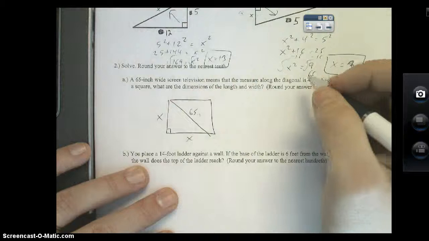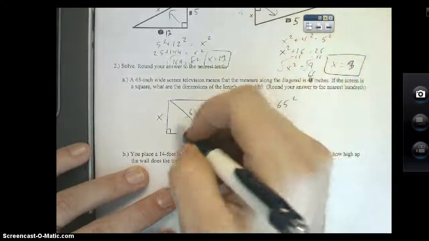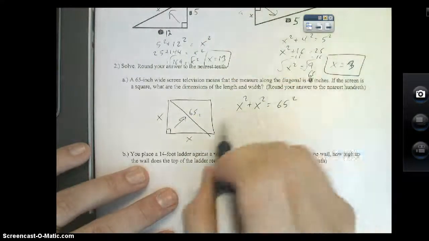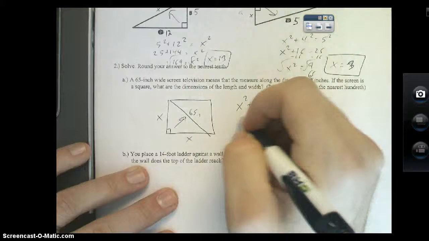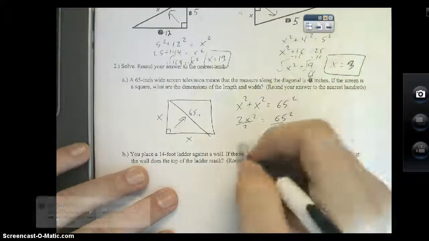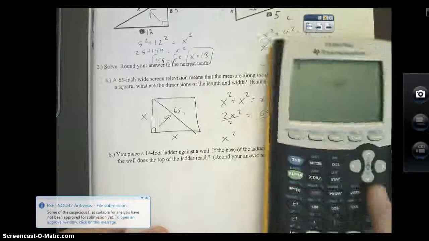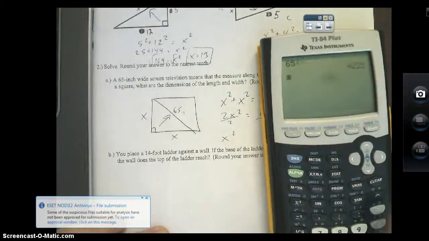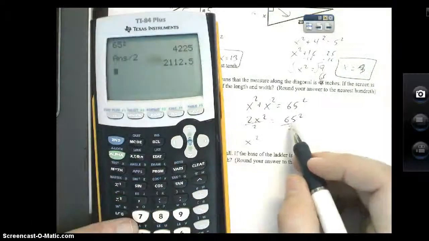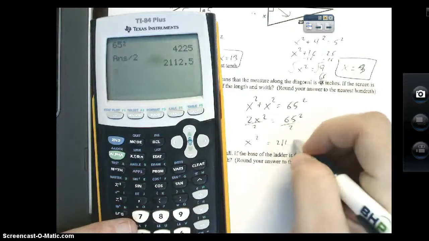Well, square, all the angles are right angles. So x squared plus x squared equals 65 squared. Now, if I add x squared and x squared together, I get 2x squared. Now, you're going to divide both sides by 2. The trick here is, make sure you do 65 squared first, then divide it by 2. A common mistake would be to try to divide 65 by 2, and then you get 32.5.